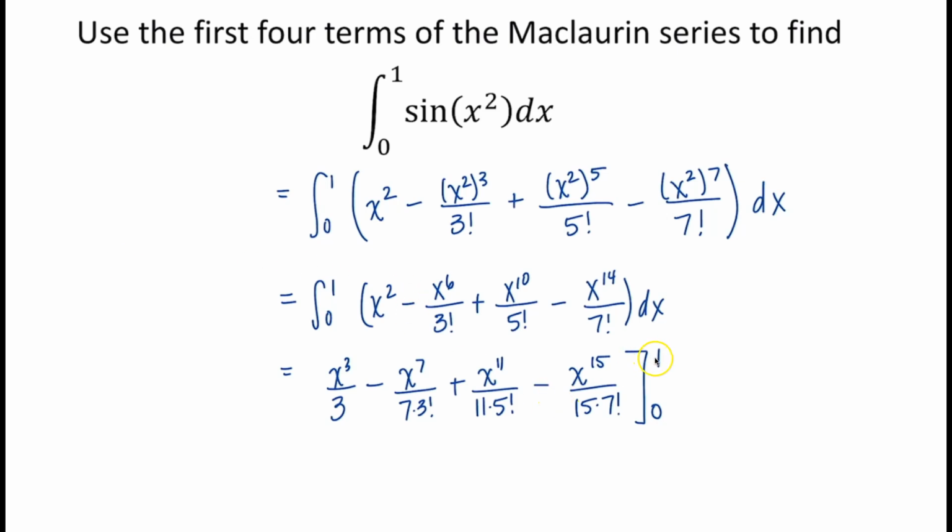Good news here, we can just substitute 1 into each x because substituting in 0 will be minus 0. So we can say that this is just 1 over 3 minus 1 over 7 times 3 factorial plus 1 over 11 times 5 factorial minus 1 over 15 times 7 factorial, which if we substitute it into a calculator to approximate, it's about 0.31027.